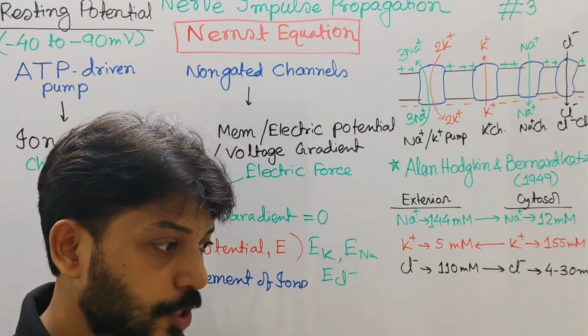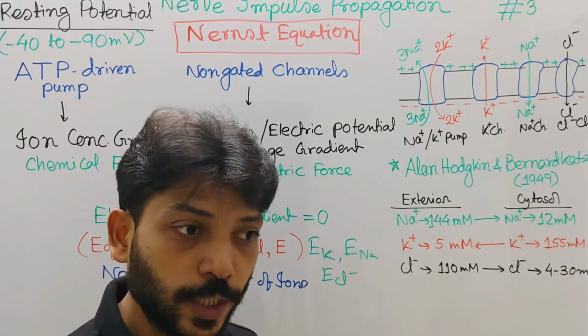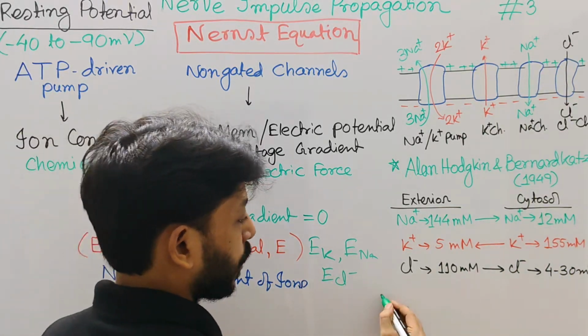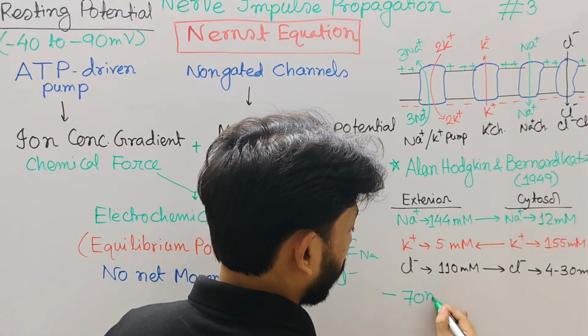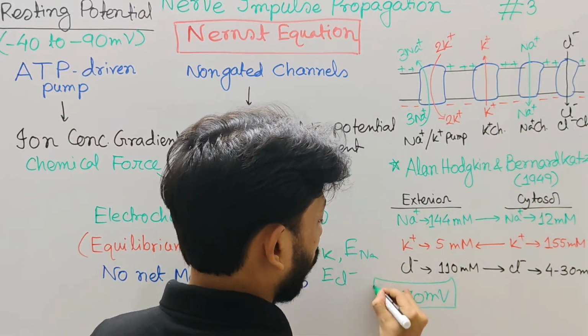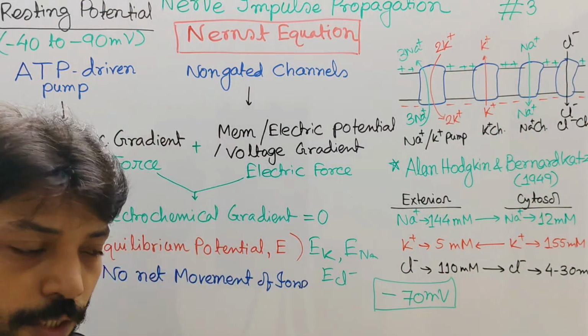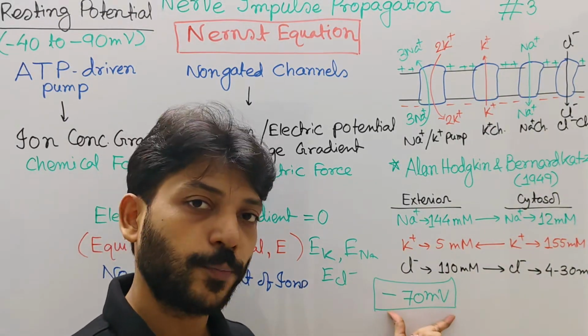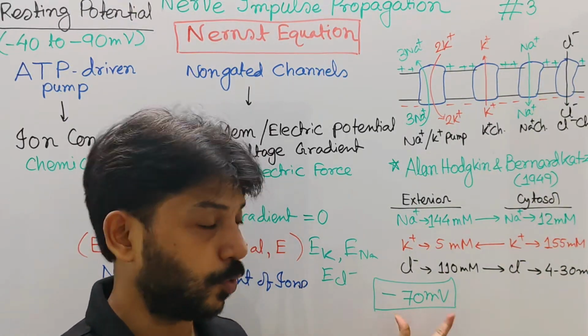They took advantage of the squid giant neuron and measured the value of the resting potential. They got a value of approximately minus 70 millivolts. And in general, we also find that animal cells have a resting potential of minus 70 millivolts.